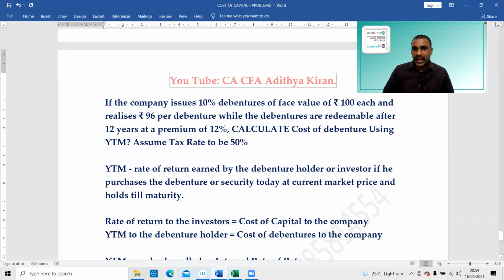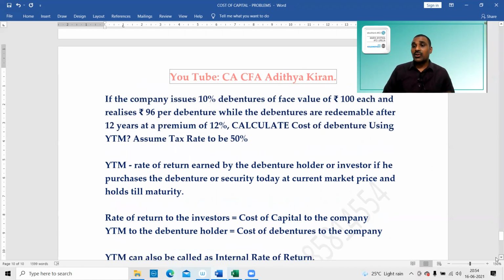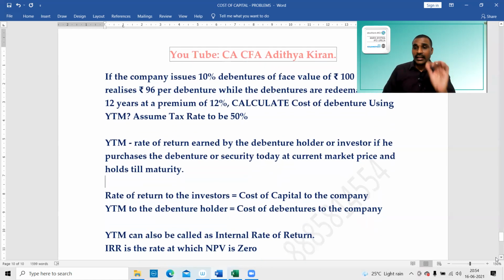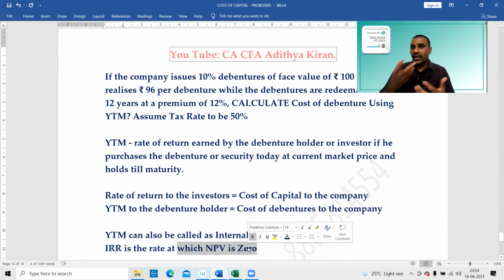Therefore, for these cash flows, in the problem they have given some information relating to cash flows. For these cash flows, we will use some guess rate. That guess rate where the NPV is zero is the correct guess rate. We will use different guess rates to find at which rate the NPV becomes zero. That is nothing but IRR, that is nothing but yield to maturity, that is nothing but cost of debentures.